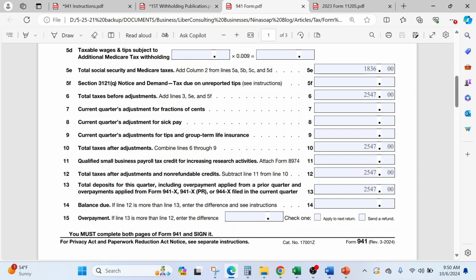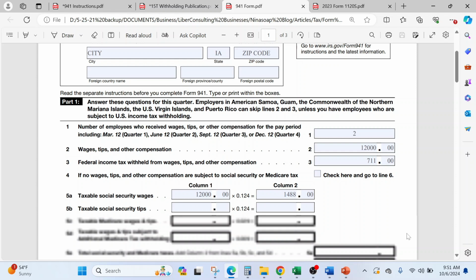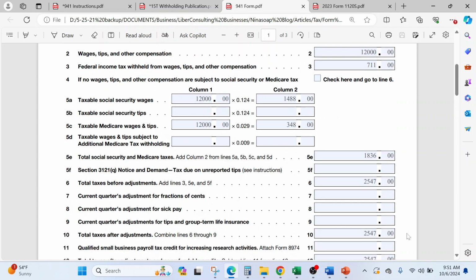So line 13 is the payroll tax deposited during the quarter to cover the tax liability for the quarter, the income tax withheld from those employees' wages during the quarter that the form is for, because it's a quarterly return. So the federal income tax withheld from those wages during a specific quarter, if you withheld from employees' wages, you need to deposit it.